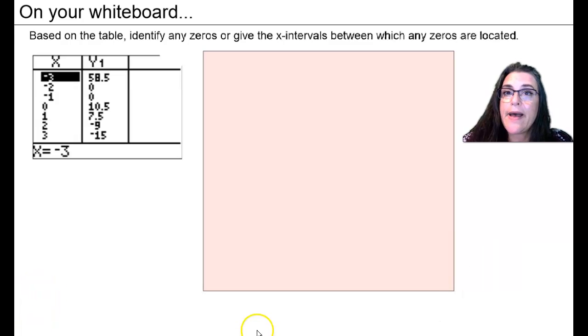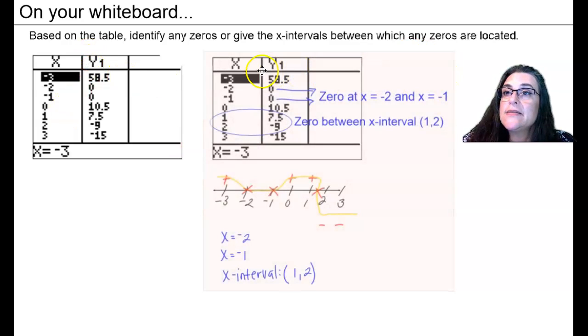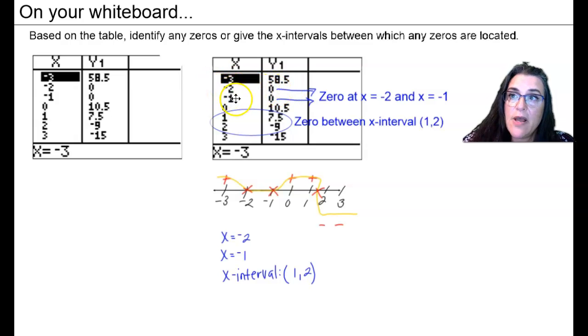Okay, so welcome back, and hopefully you gave this one a try. We can see from this data that at -2, 0, right, we've got a real 0. Same thing at -1, 0, so we've got a 0 at x equals -2 and x equals -1. Then there's a sign change here from positive to negative where x is 1 and 2. And so there's a real 0 somewhere between +1 and +2.